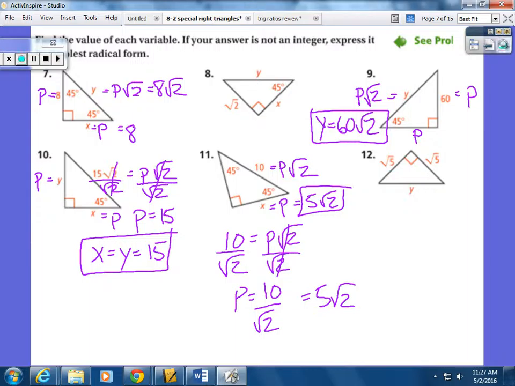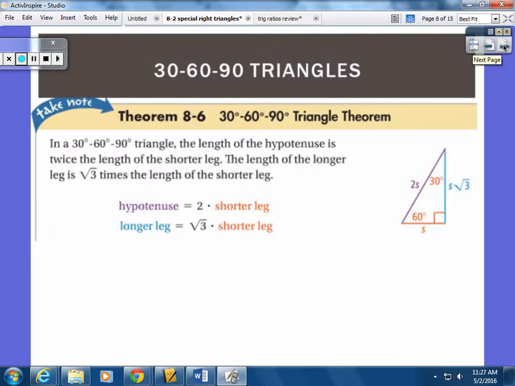Okay, so now that's 45, 45, 90 triangles. Now here's our 30, 60, 90 right triangles. So again, I'm going to change these s's to p's. And in a 30, 60, 90, the legs are not the same. So we have a shorter leg and a longer leg in this. So shorter leg is p, longer leg is p root 3, and then the hypotenuse. So we have short leg, long leg, hypotenuse. P root 3 for the longer leg, 2p for the hypotenuse.